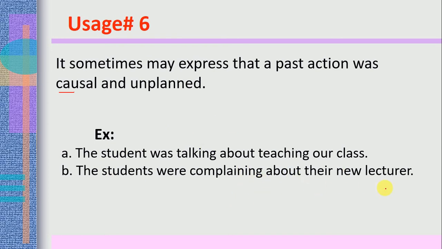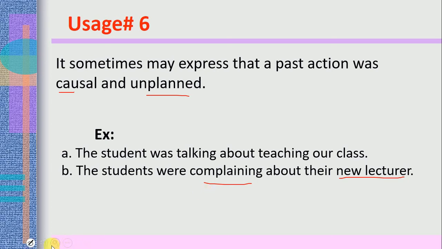Now, when the office sent the new lecturer, they didn't plan that the students would complain, right? They didn't expect that, an unexpected action. But the students suddenly started complaining about the new lecturer. It means that you have to express these actions with past continuous tense. Okay, the students were complaining about their new lecturer. I hope you understood this part.